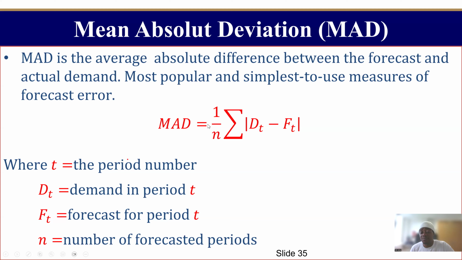How you calculate it is the most important thing. You have your actual demand minus the forecast. Then you take the absolute value. Once you take the absolute value for each one of them, you sum them and divide it by the sample period. That's it.